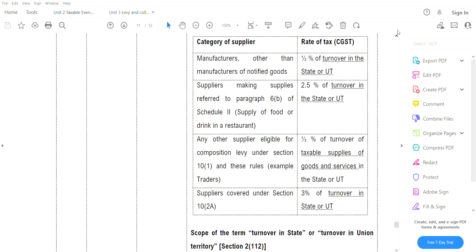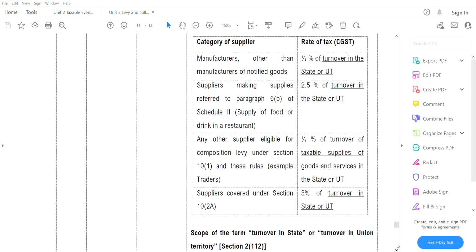Rate of tax I have given in bracket as CGST. You have to include another column, rate of tax SGST. Half a percentage, 2.5%, half a percentage and 3% again. இது அப்படியே அங்க காப்பி பண்ணும். So effectively manufacturers 1% of turnover in the state or union territory, restaurant suppliers 5% of turnover in the state or union territory, traders 0.5% of taxable turnover of taxable supplies of goods or services in the state or union territory, suppliers 0.5% plus 0.5%, which is 1%. Then small service providers under 10(2A) 6% of turnover in state or union territory.